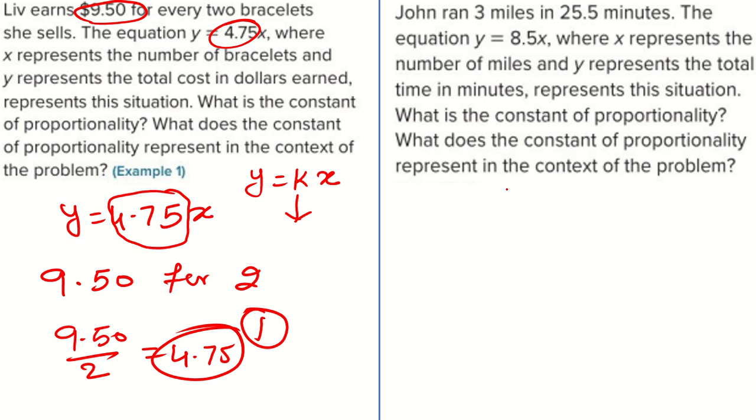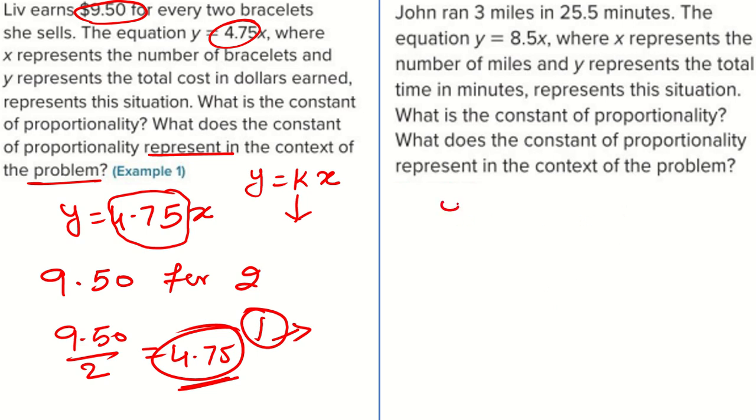Okay. Now next is, what does the constant of proportionality represent in the context of this problem? So the constant of proportionality represents what? That for every unit of x, or for a single unit of bracelet, the cost will increase by 4.75 dirham.